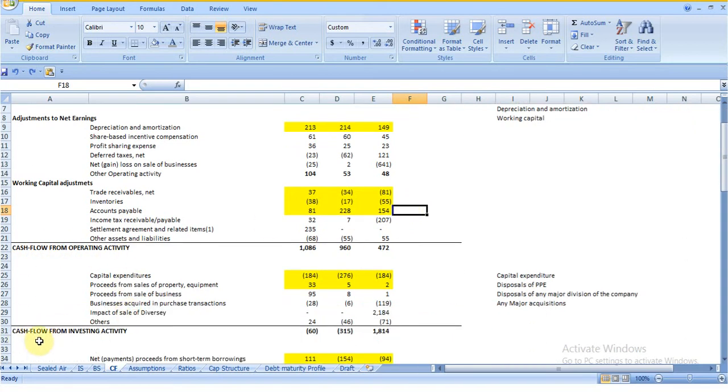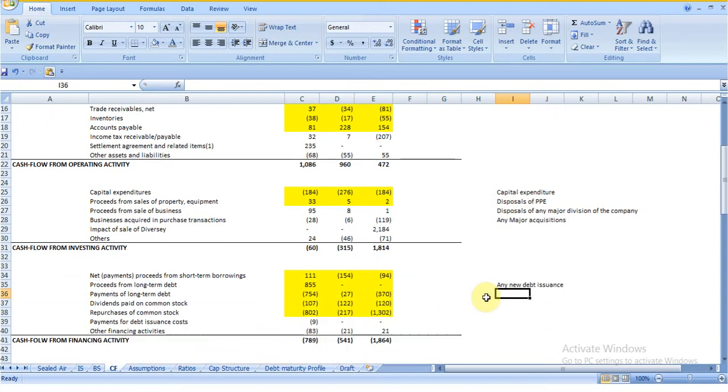Now, the second part is cash flow from investing activity. Here we need to understand and forecast what the capital expenditure has been historically and what the capital expenditure plan for the company is. What disposals is the company making of its property, plant and equipment, or of any major business divisions? Is there any acquisition the company has done or announced which is going to happen in the coming period? That is all part of cash flow from investing activities.